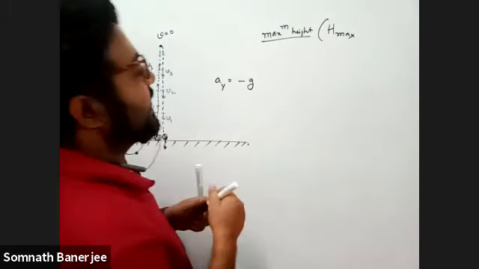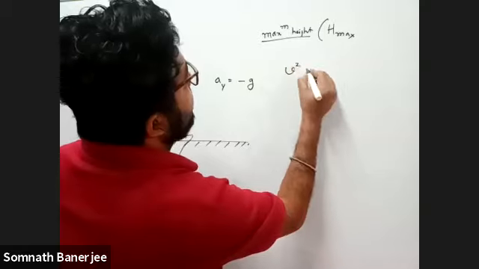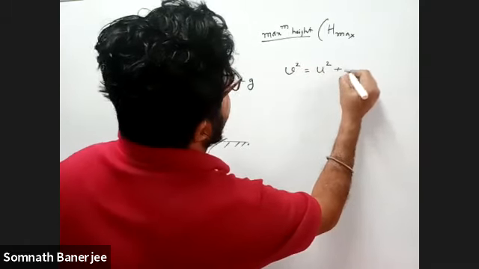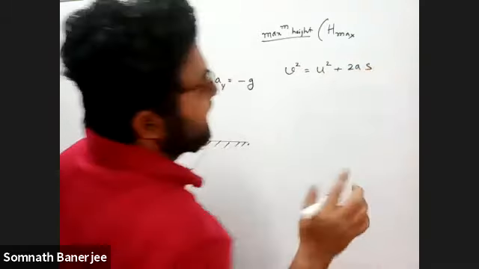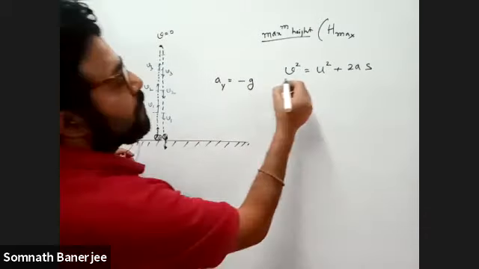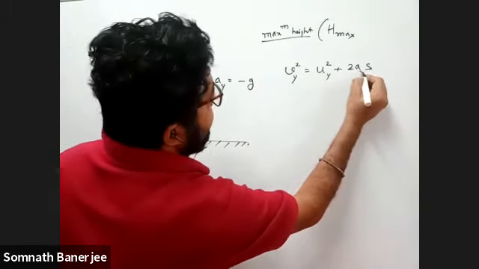Very good. So we can use v square equals u square plus 2as, and here we use the sign y.